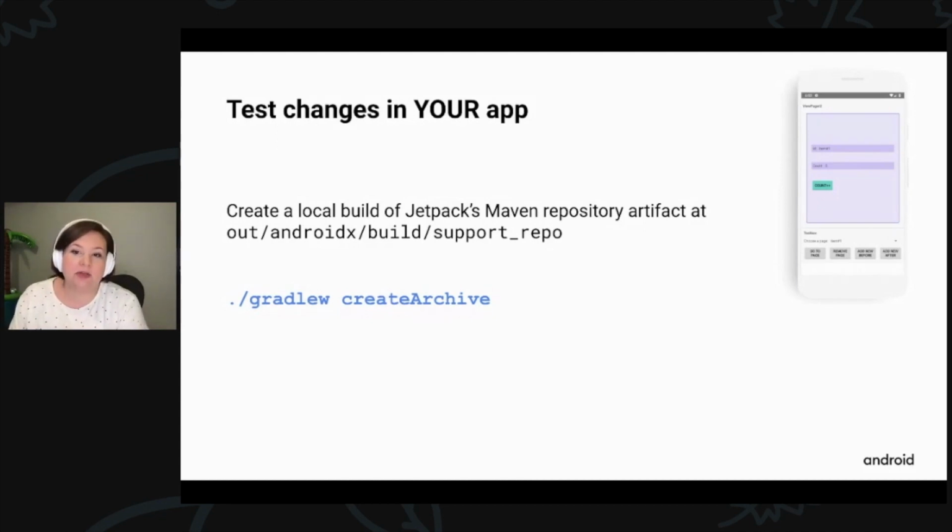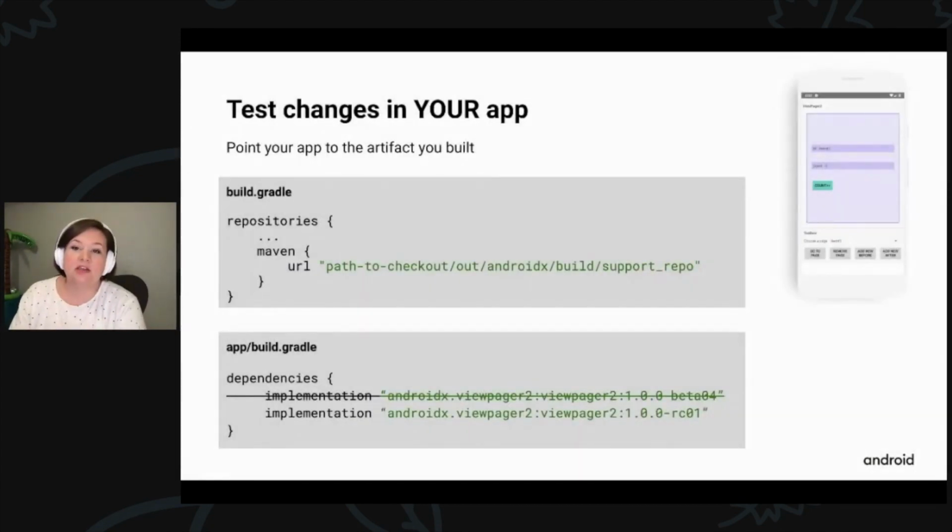To create the archive, which contains a Maven repo with all of our artifacts, you should run create archive. Then you modify your app to point at the Maven repo that you just created with that previous command, and it lives under AndroidX build support repo. You can change your build.gradle dependencies to use the latest versions that were built.